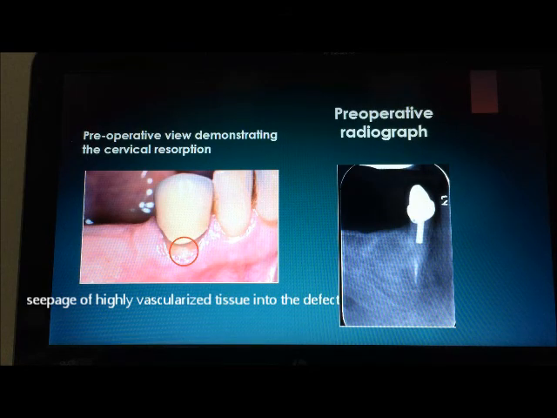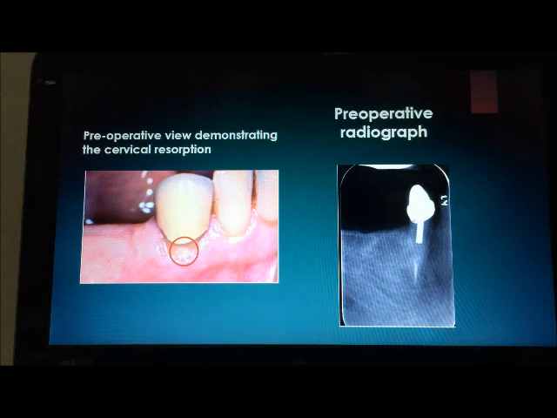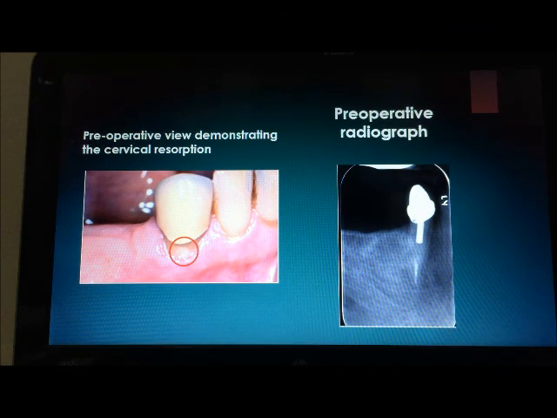In the preoperative radiograph, it is shown that there is a failed root canal therapy treatment, and it fails to depict any pathology on the tooth. However, upon probing, the extent of the resorption could not be judged.